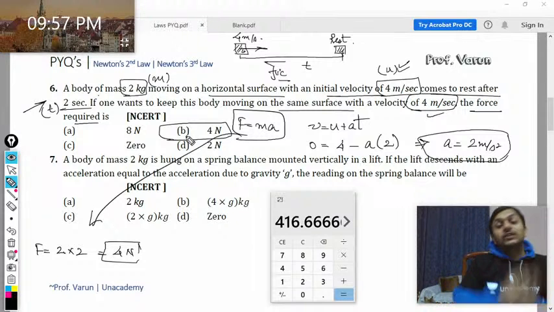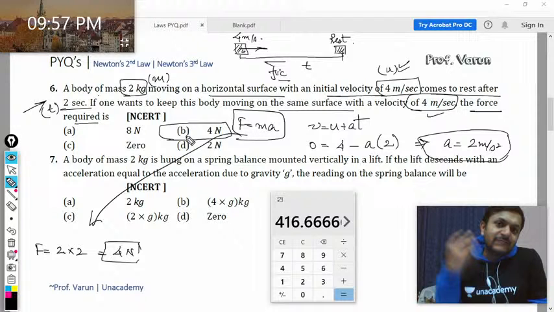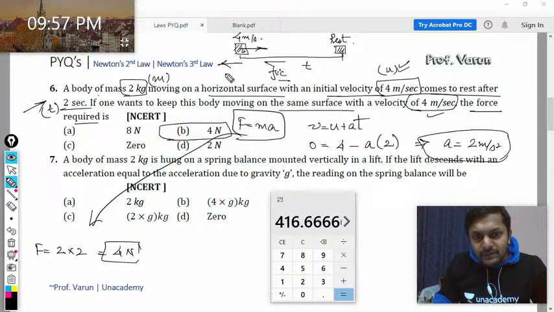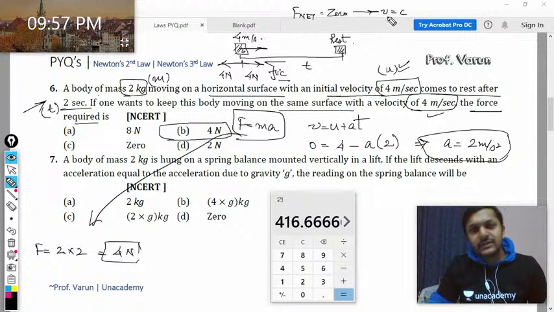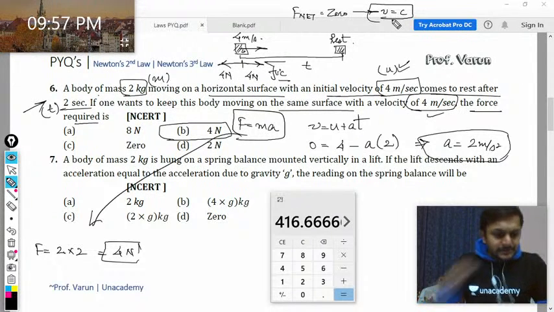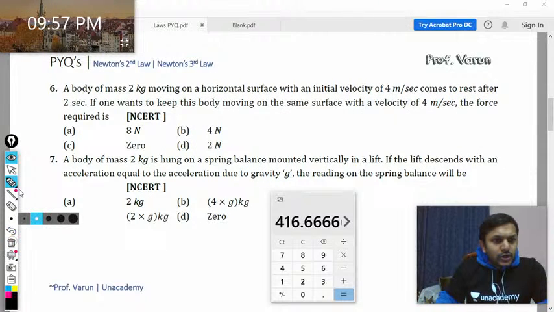So 4 newton will be the force that we should apply on the block so that the block keeps on moving with constant velocity. Why? Because the backside 4 newton friction force is applied, and in front also we will apply the 4 newton force. So what will be the net force? F net will be 0, and here we can say that velocity will be constant. Will that be fine? Okay, so let us move on now.